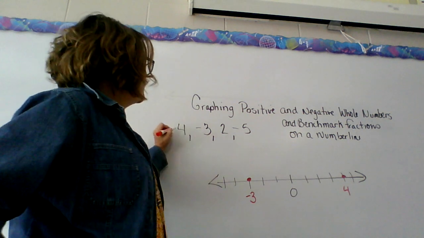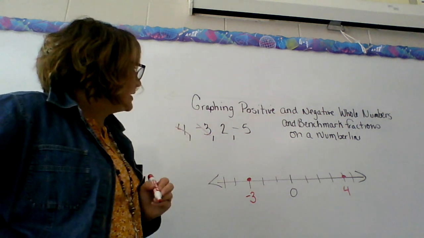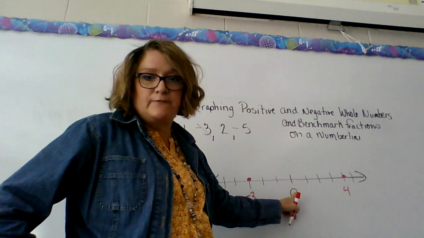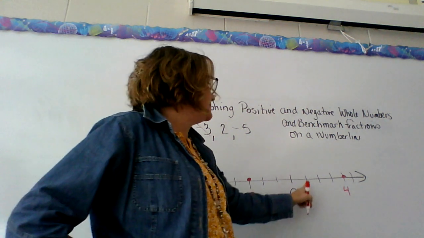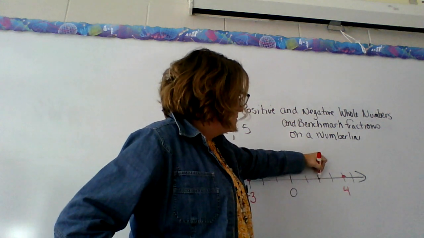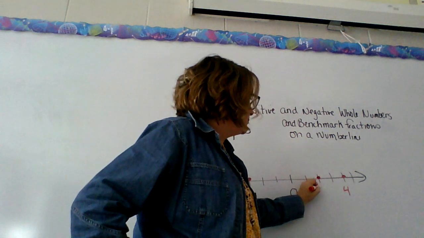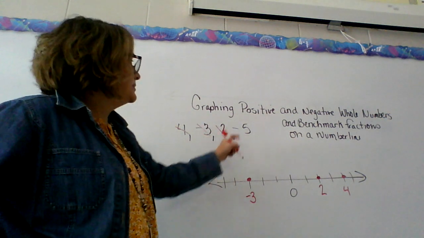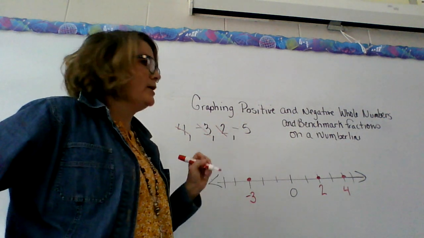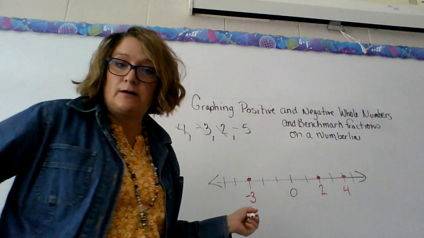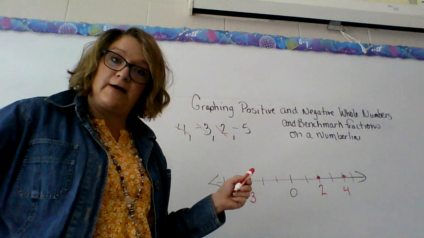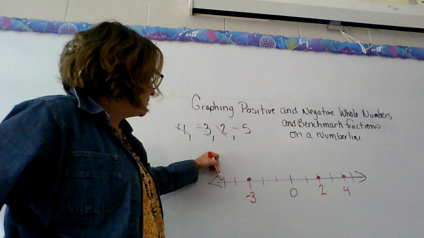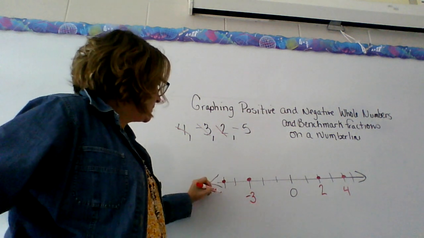Okay? So I've got 2 down. Now I'm going to do +2. Again, I'm back at 0. It's a positive number. I'm going 2 spaces to the right. 1, 2. Marking it and labeling it 2. My last number, -5. So I am going to be going to the left from 0, and I'm counting 5 spaces. 1, 2, 3, 4, 5. And I'm marking it, and I'm labeling it.